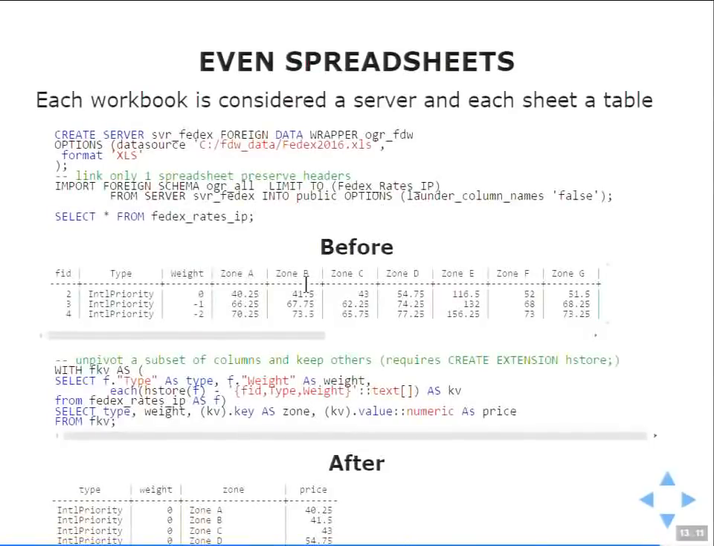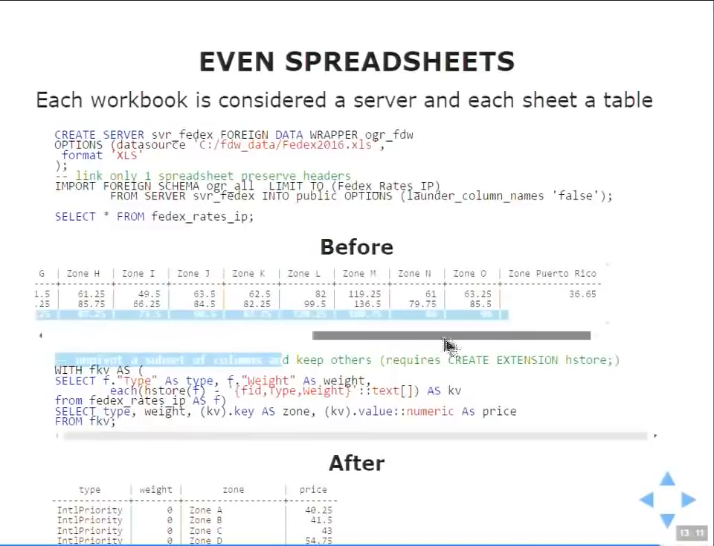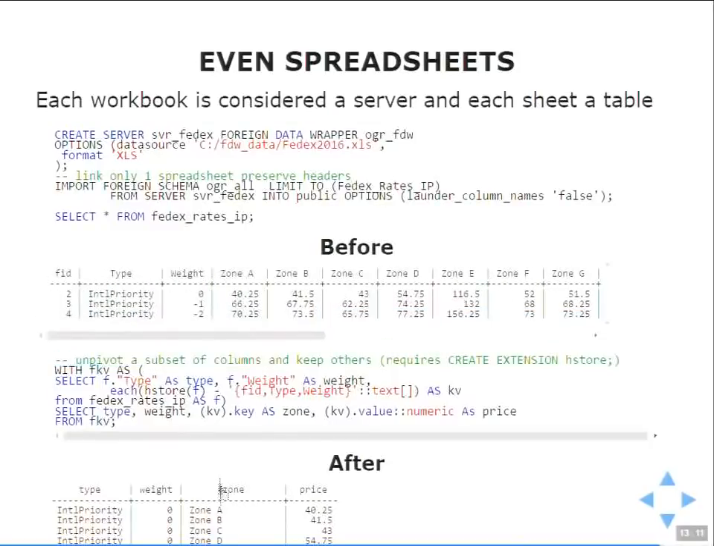And you could do the same thing with spreadsheets. The spreadsheet part works on Linux as well because it doesn't rely on the ODBC driver to connect to spreadsheets. So you can open up Excel, OpenOffice, if you have the drivers compiled into your GDAL library. And then you can use other extensions in Postgres, like the HStore extension, to flip a spreadsheet like this, where they have zones across going on forever, into a row by row where each zone is separate.